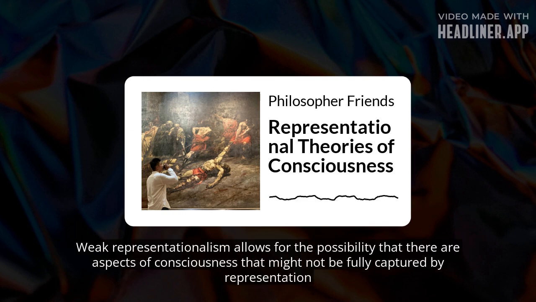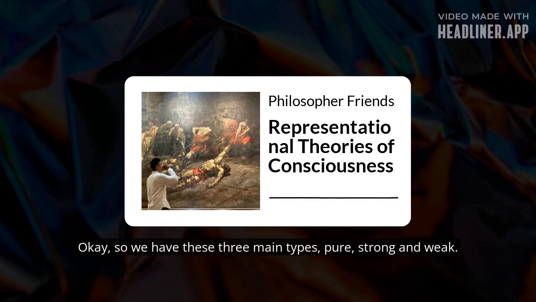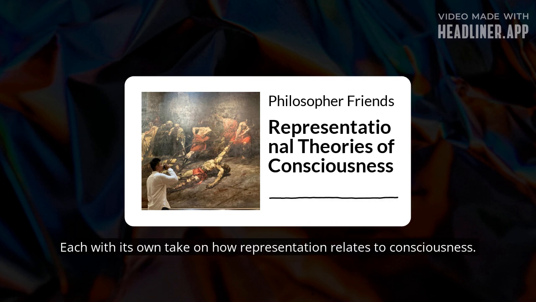Exactly. Weak representationalism allows for the possibility that there are aspects of consciousness that might not be fully captured by representation alone. Right. It's a bit more open-ended, leaving room for further exploration and discovery. Okay, so we have these three main types: pure, strong, and weak. Right. Each with its own take on how representation relates to consciousness.